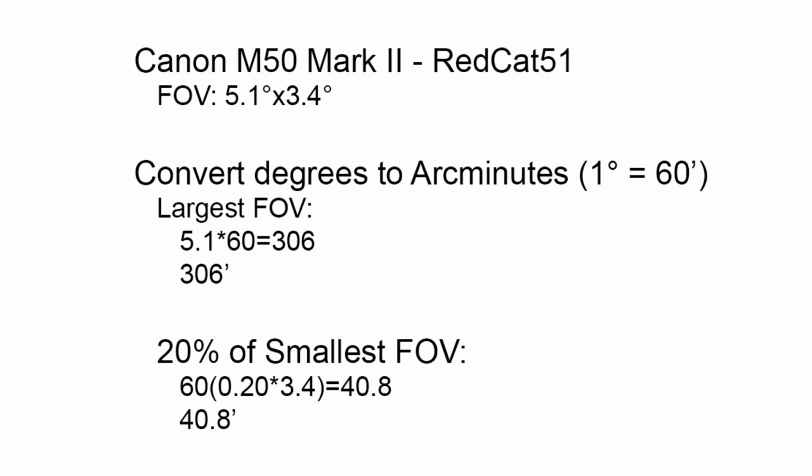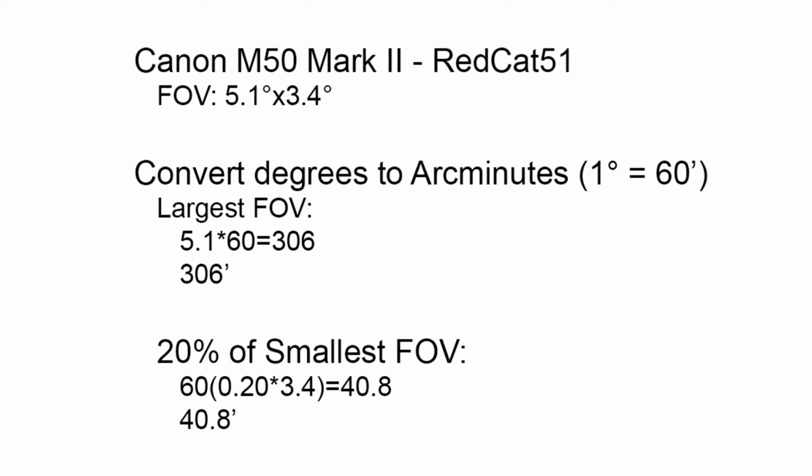So now with our field of view, we need to be able to convert those into arc minutes, because the table we're going to be referencing here in a few minutes uses arc minutes for you to be able to determine which index files you want to download. So it's real simple to do. What we just got from the field of view calculator I have up here on the screen is the Canon M50 with the RedCat. So my field of view again is 5.1 degrees by 3.4 degrees.